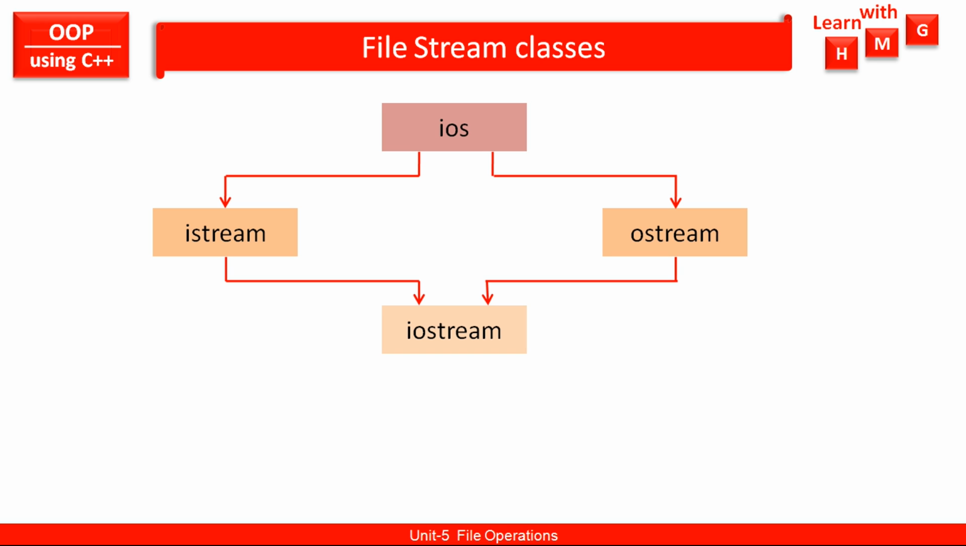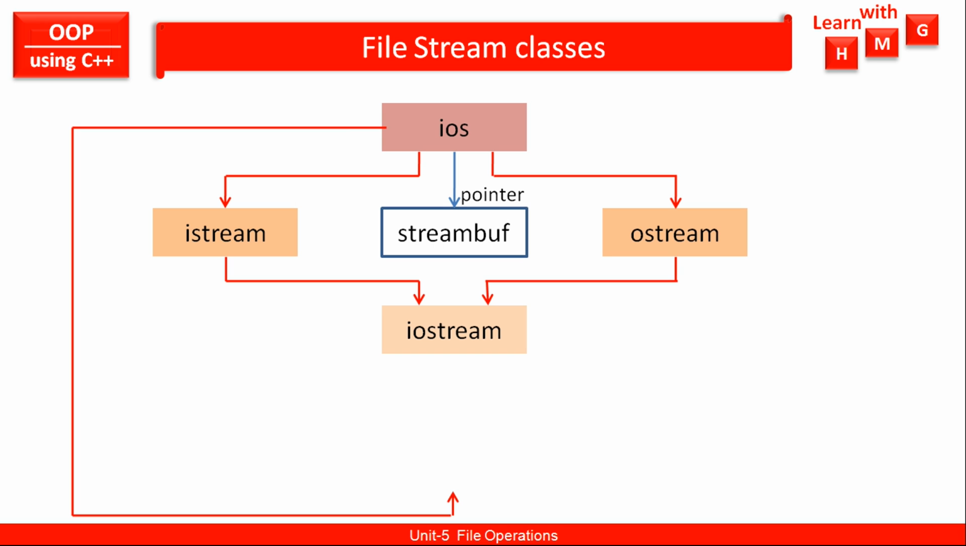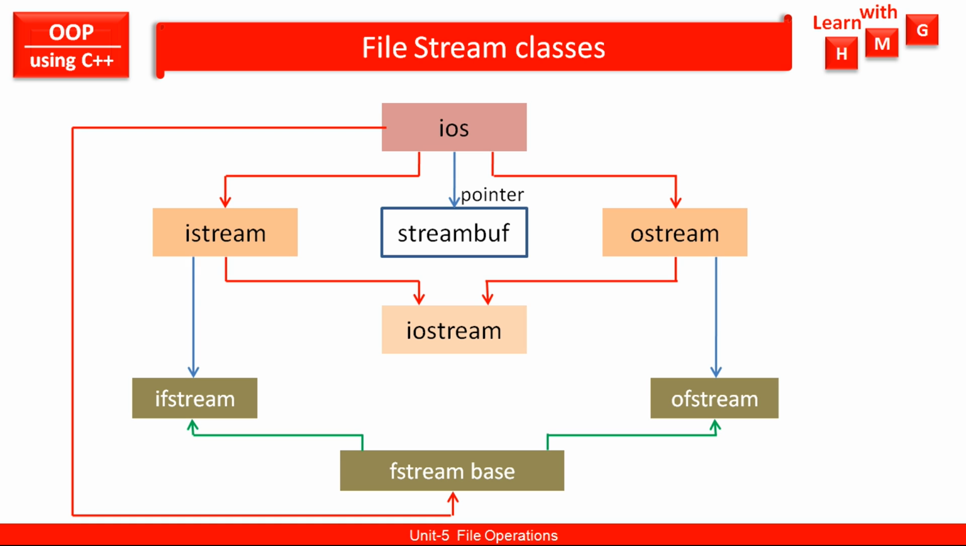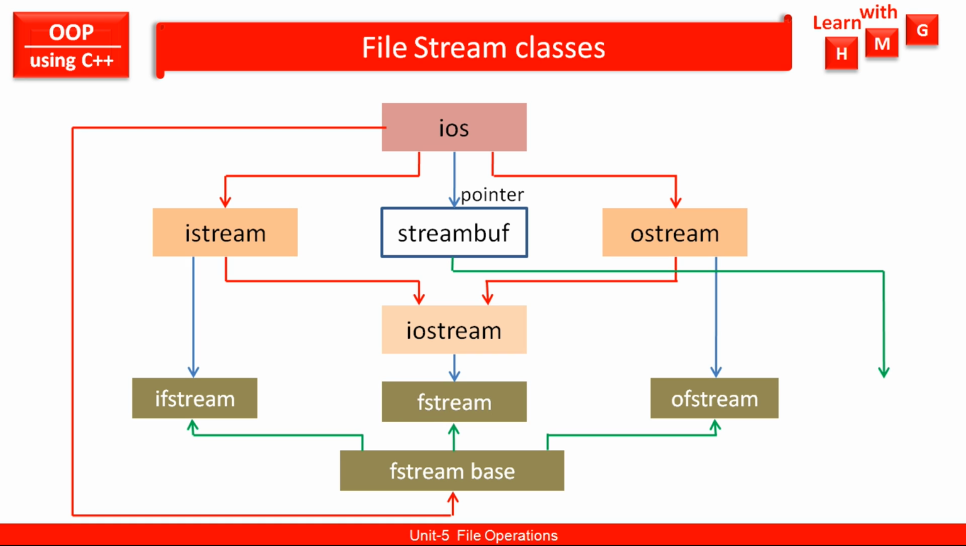One file pointer is there, that is streambuf. Then from the ios class one more class is derived, that is the fstreambase class. Then from fstreambase plus istream, one more class is derived, that is the ifstream class. Then from ostream and fstreambase, the ofstream class is derived, and from iostream and fstreambase, the fstream class is derived. Then the streambuf is extended further to filebuf.